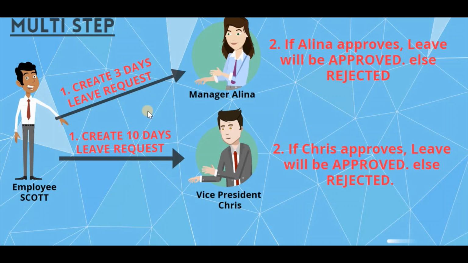If he raises more than 3 days, let's say around 10 days leave request, instead of it going to Alina, it should directly go to vice president. And here, if Chris approves, then leave will be approved, else it will be rejected. So this is of 2 different levels. There, it is like one level: manager Alina has to approve, only then it has to go to Chris. Here it should either go to manager Alina or it should go to Chris, not to both.